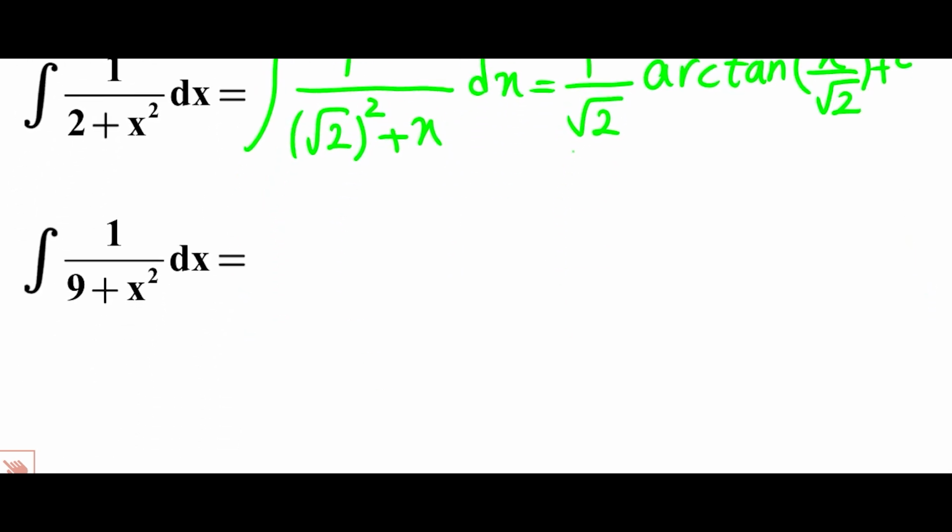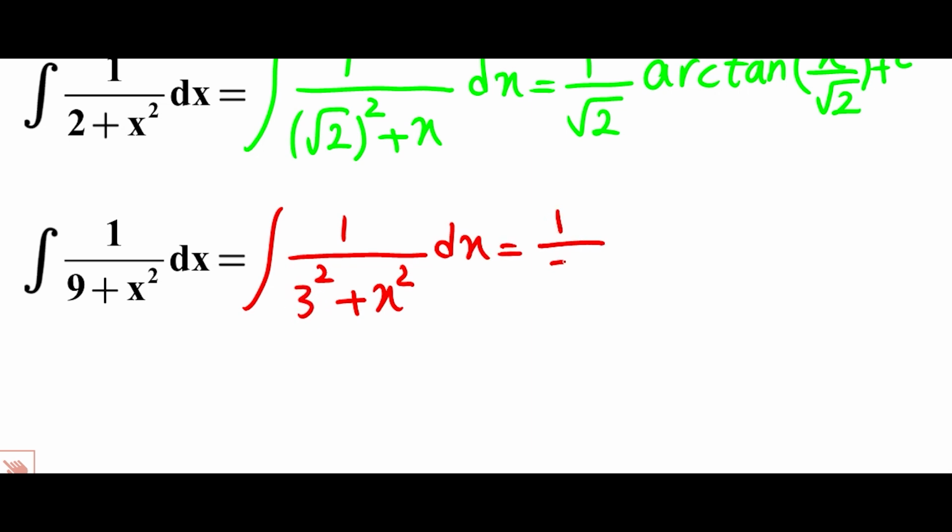Or the integral of 1 over 9 plus x squared dx equals the integral of 1 over 9 equals 3 squared plus x squared dx. So a equals 3. So 1 over 3 arctangent of x over 3 plus c.